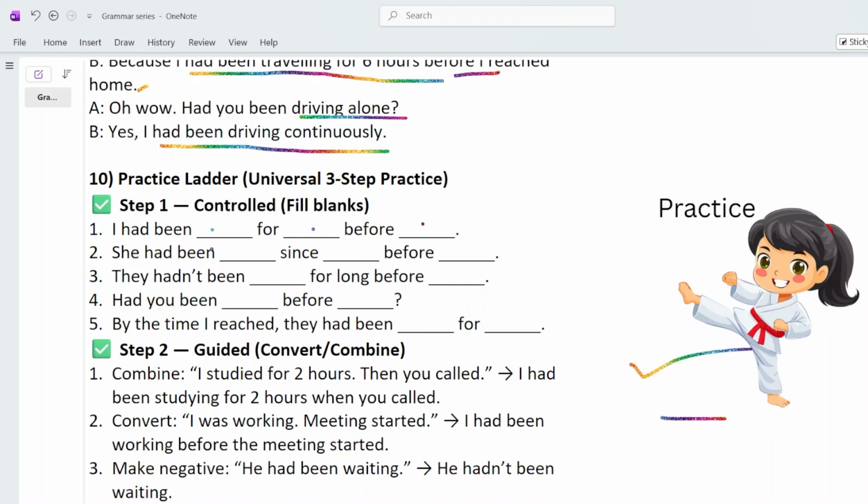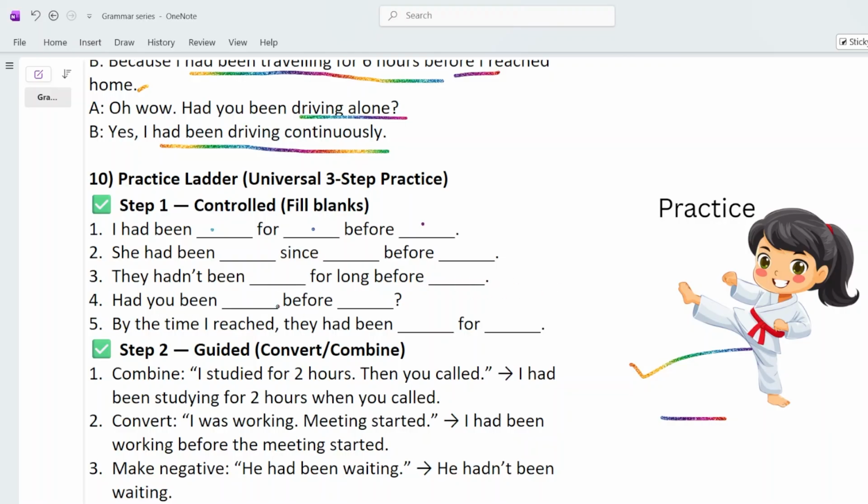Okay, so: I had been ___ for ___ before ___. Just fill in whatever you feel like, whatever words you are comfortable with. She had been ___ since ___ before ___. Just remember, for is used for a longer time, since is used where your activity is starting, in the morning or in the evening or at breakfast, lunch, dinner, or whatever it is. They had been ___ for a long time before ___.